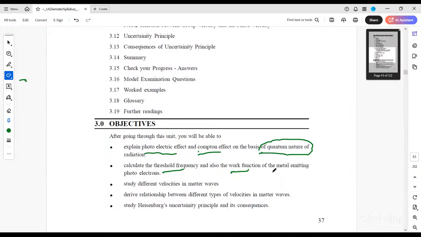When light falls on the metal and the metal emits photoelectrons, we will see the different velocities in the matter waves. Then we will see the relationship between the different types of velocities in the matter waves. Then we will go for the Heisenberg uncertainty principle and what are its consequences.